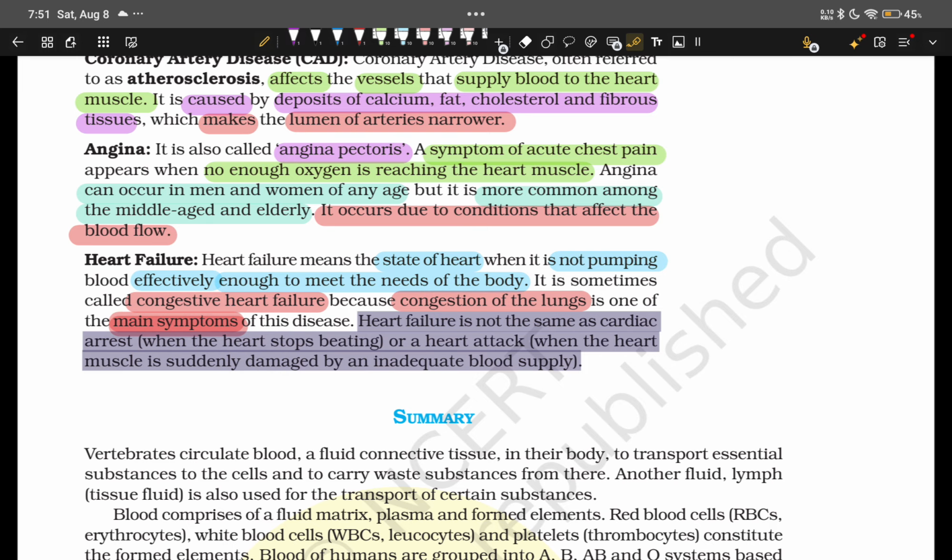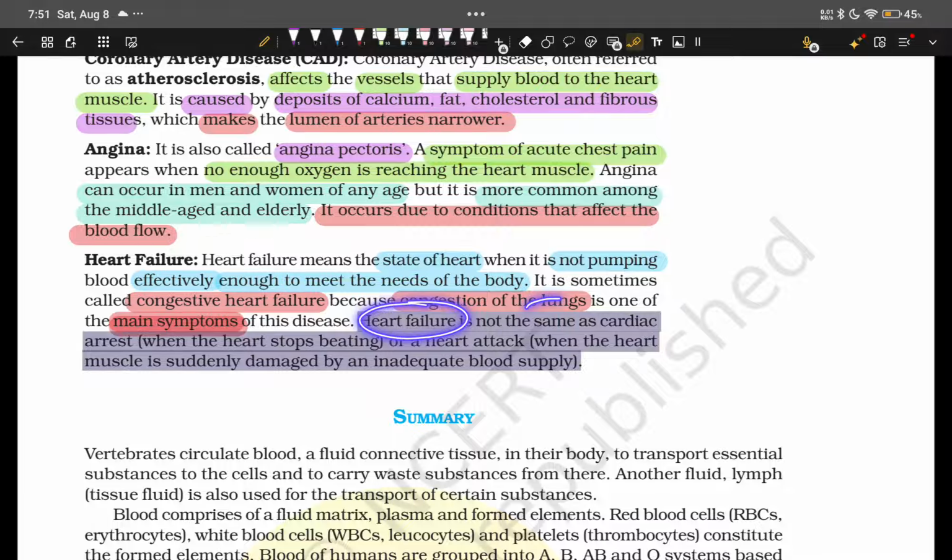It means if, for example, a person's heart is failing or not meeting the needs effectively, not pumping the blood to meet the demands of the body, then one of the symptoms the person can go through is congestion of the lungs.